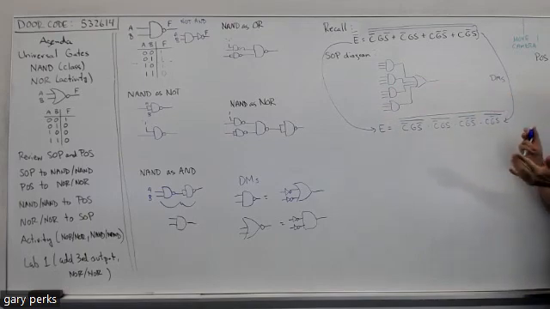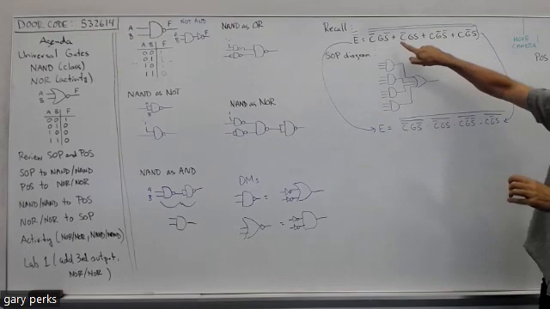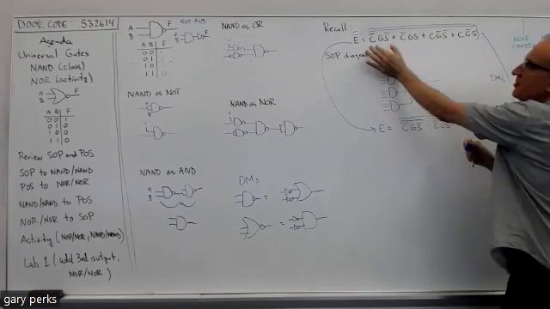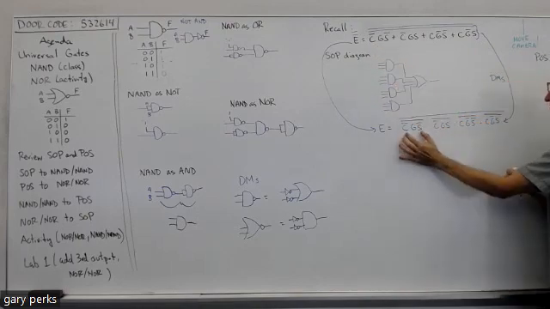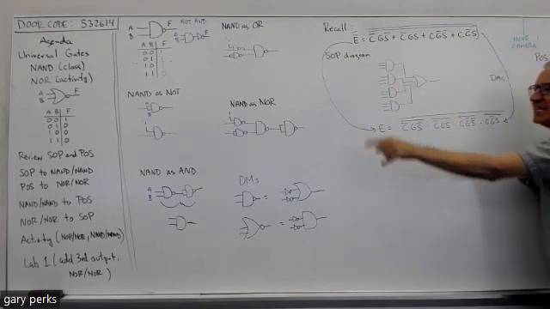You see why it's called NAND? It's like a nested NAND, right? These NANDs are nested within a bigger NAND. So just like when you look at the SOP equation, these were AND gates and they were ORed together. Look, these are NAND gates NANDed together.